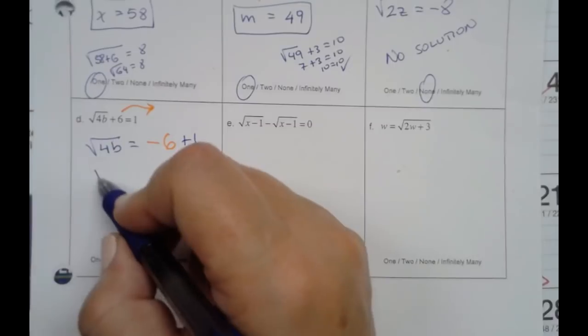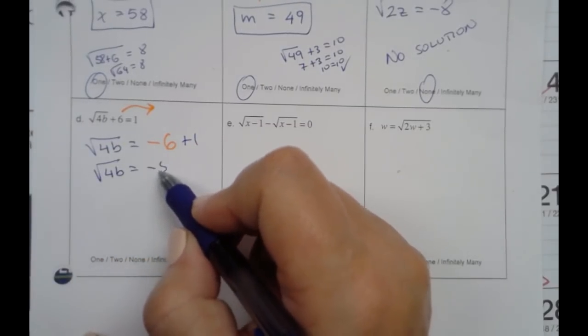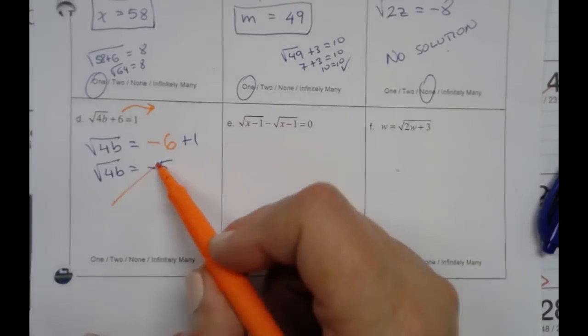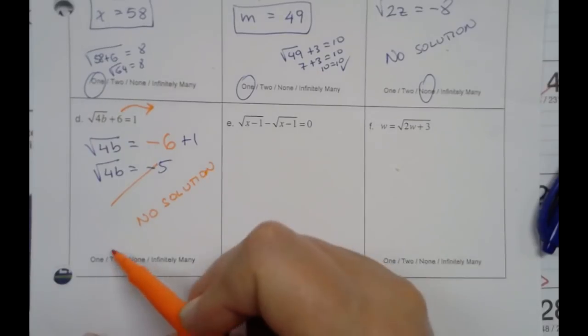And for radical B, a square root of 4B minus 5. And right away, you know that you cannot get a negative radical when you take a square root. So the answer would be no solution. And no solution means none.